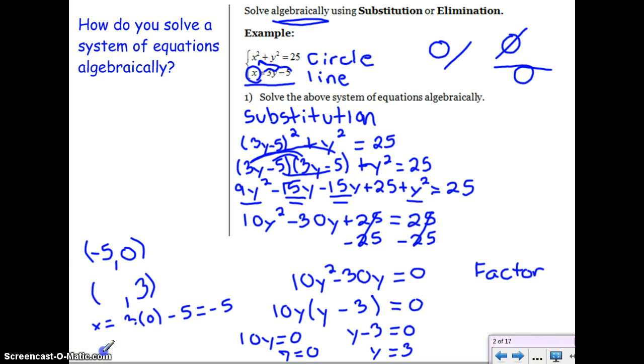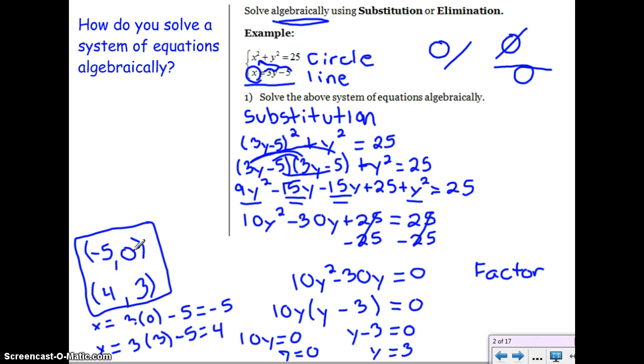I'm going to do the same thing with my other y value. x is equal to 3 multiplied by 3, because that's my other y value. I put it right in there, and then minus 5. So 3 times 3 is 9. 9 minus 5 gives me 4. Okay, so that means that my circle and my line are supposed to intersect 2 times.